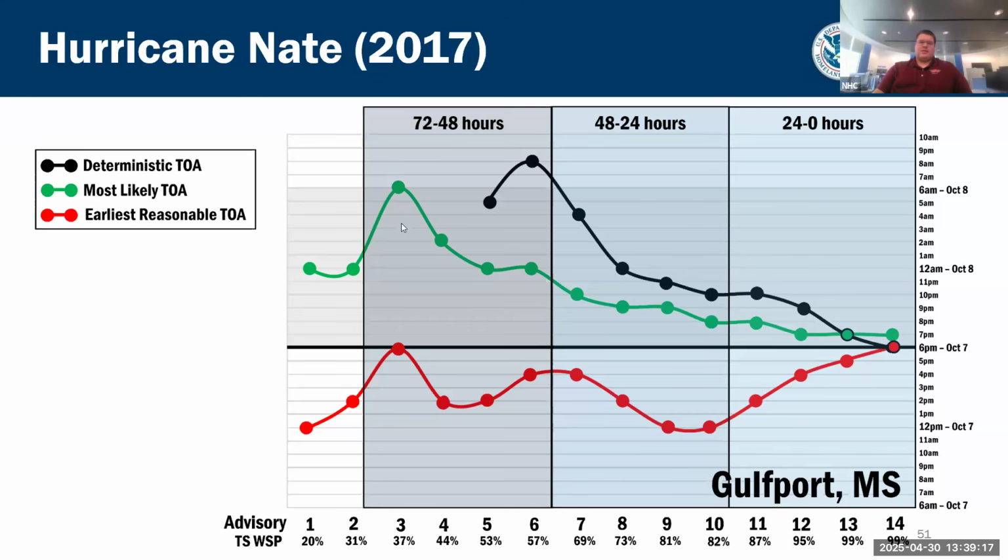So it's just an example of, every storm is different. It's really about risk calculation for your community, what you need to use. If you have absolutely no tolerance for risk, please use the earliest reasonable time of arrival, and then most likely. But always evaluate the storm as well. And what is the hurricane center saying? Are they expecting a slowdown? And that can cause some of these issues with the most likely time of arrival graphic.